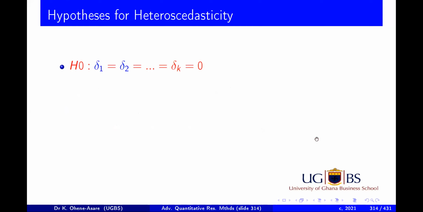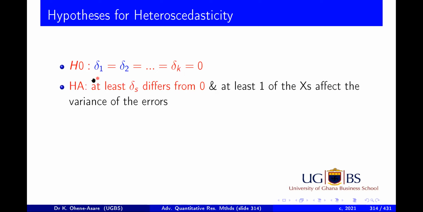The null hypothesis, whenever you want to check for heteroscedasticity, now that you all understand, is always saying that there is no significant difference across the coefficients. The differences across the coefficients are zero. The alternative is saying that at least one of these coefficients differs from zero. That is a residual coefficient. One of them differs from zero, and at least one of the independent variables affects the variance of the errors.